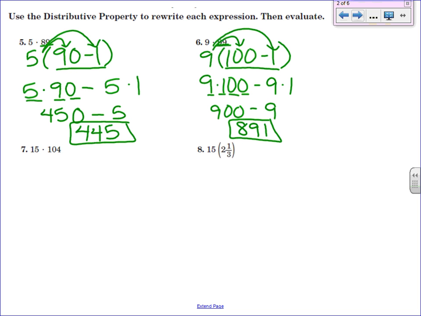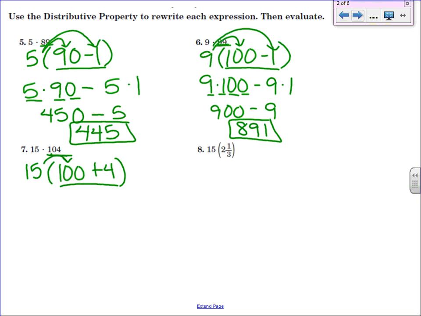Number 7, I have 104. Well, again, I'm looking for things that end in zeros. So I'm going to turn that 104 into 100 plus 4. This equals 104. So I can write it in place for that.